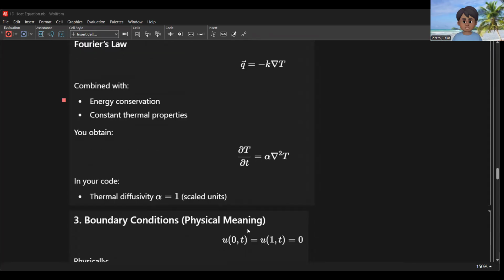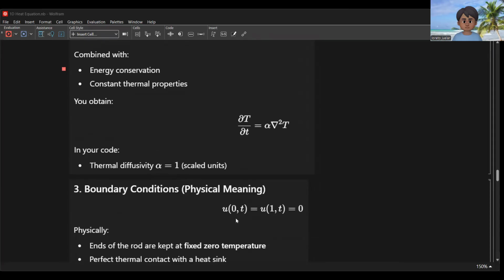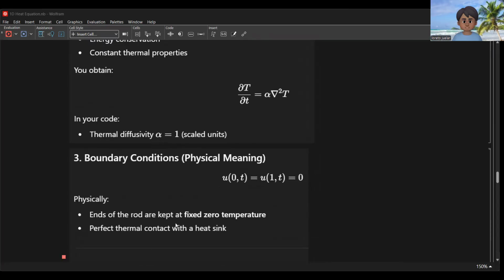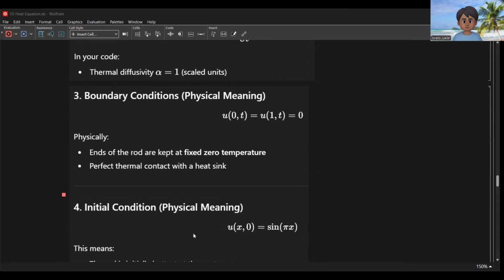So we have the boundary conditions and their physical meaning. At x equal to 0 and at x equal to 1, for all time t, u is equal to 0. So physically, the ends of the rod are kept at a fixed temperature of 0, with perfect thermal contact with a heat sink.